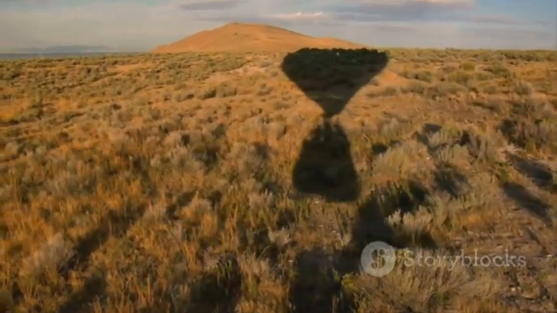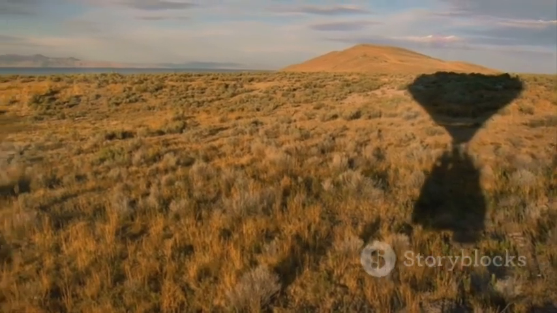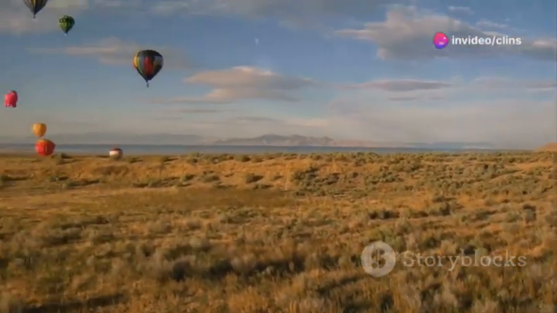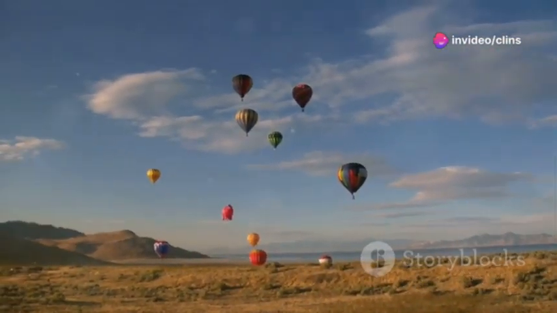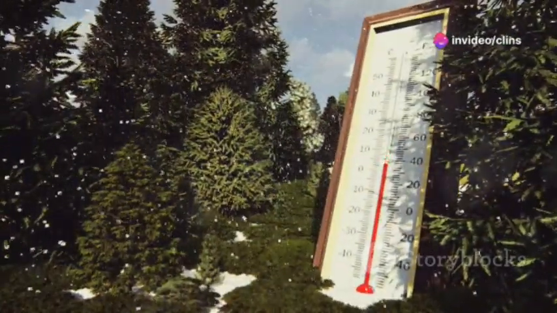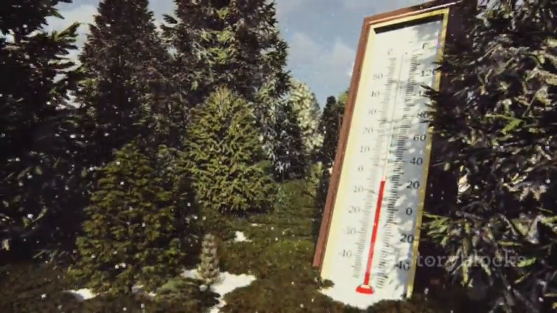The adiabatic lapse rate is the rate at which the temperature of a parcel of air changes as it moves up or down without exchanging heat with its surroundings. The dry adiabatic lapse rate is about 9.8 degrees Celsius per kilometer.